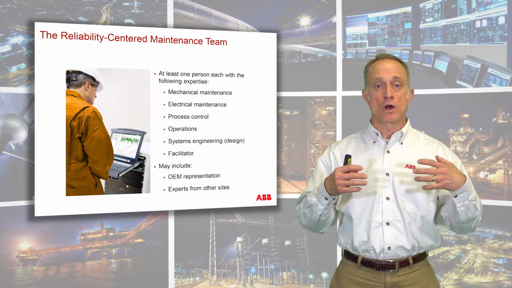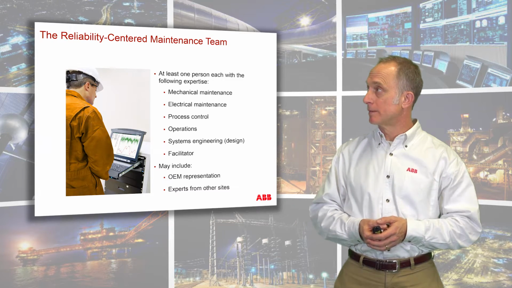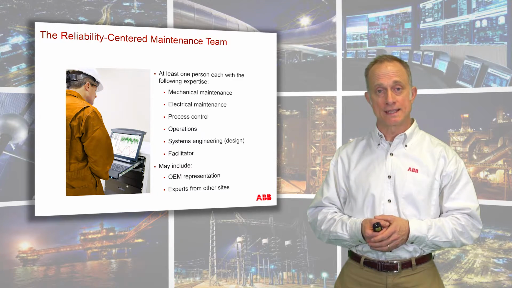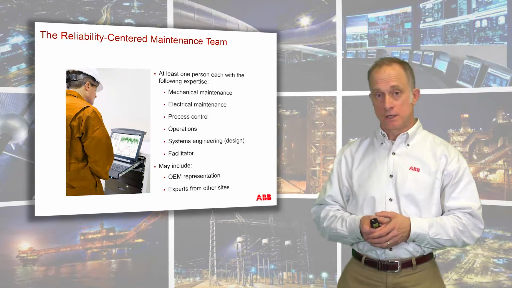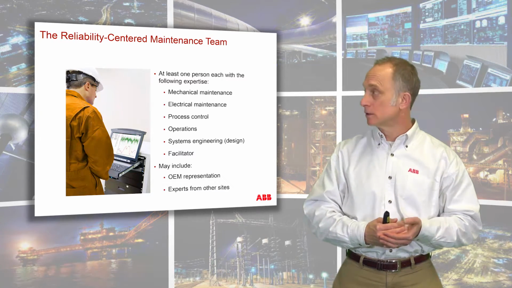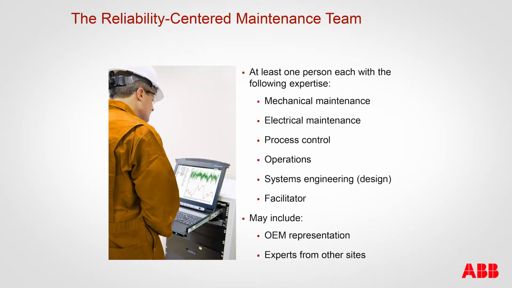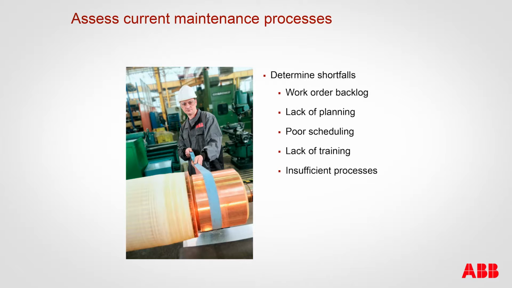Now we'll talk briefly about how a plant would actually implement reliability-centered maintenance. First of all, you want to make sure you have a team, a cross-functional team. You would have that include mechanical maintenance, instrumentation, electrical maintenance, process control, operations, systems or plant engineering, and perhaps a facilitator. You'd want to understand your current maintenance processes.